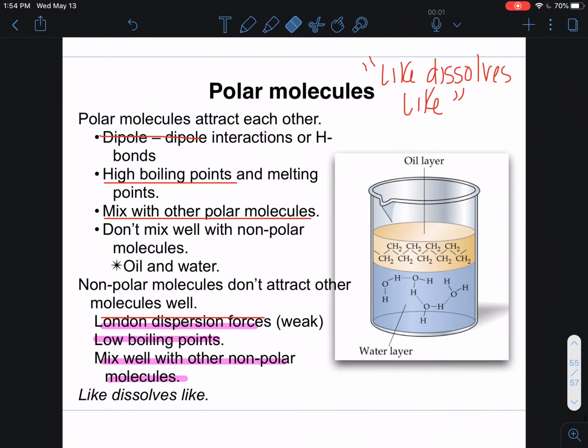Okay, and with that, we're going to actually stop chapter 10 and we'll pick up with acids and bases right after this.